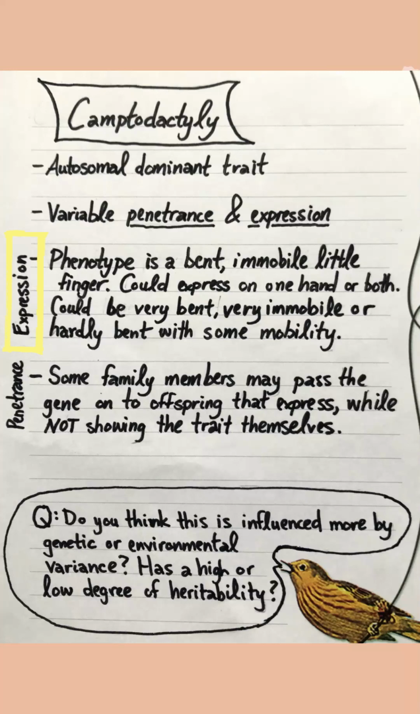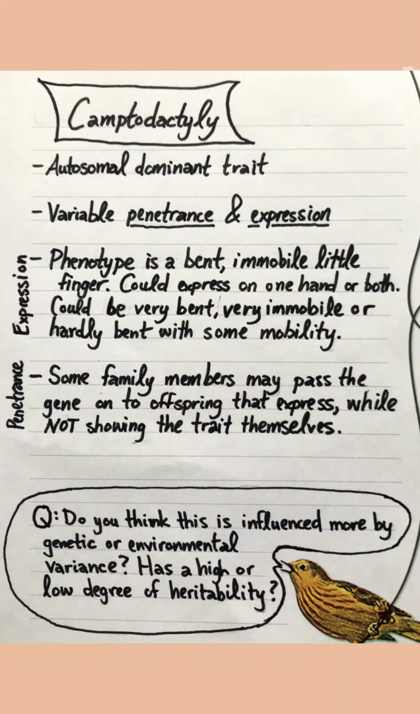So you could have someone with camptodactyly that has a really slight bend to that little finger, or you could have someone with camptodactyly with a really bent little finger. This is also variable in the penetrance of the trait, meaning that just because you have the gene doesn't necessarily mean that you will express that gene. If you look at pedigrees for camptodactyly, it's possible to carry the gene for this trait and not express it, but still be able to pass it on to your future offspring.